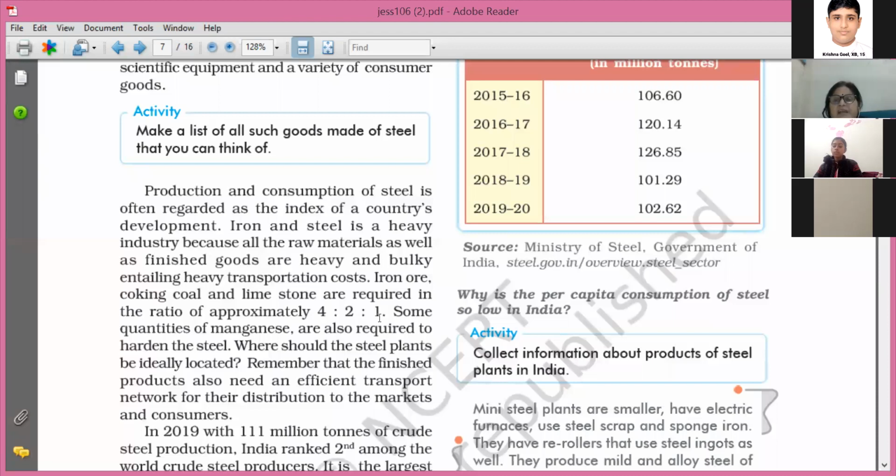So as we have studied, iron and steel, both of them are very heavy materials. So we need a very good transport system for taking them. We need a good transport network for distributing them to the various markets or to the consumers.